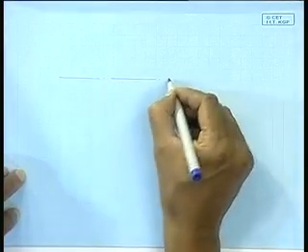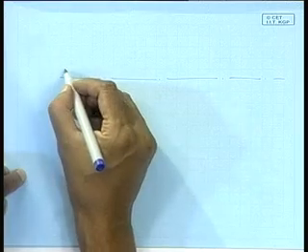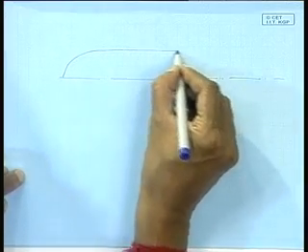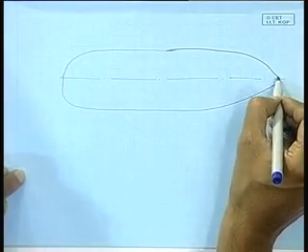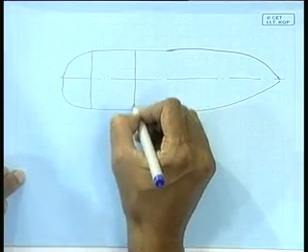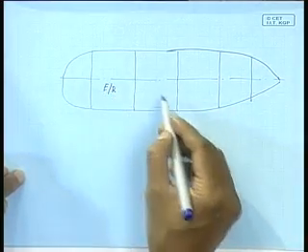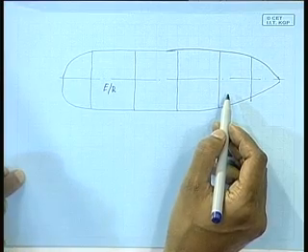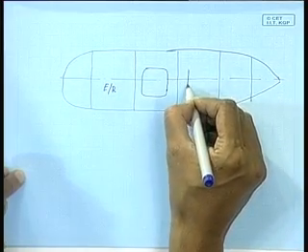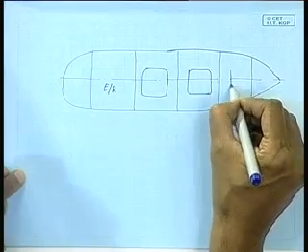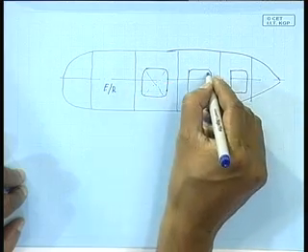the deck of any of these cargo ships would look somewhat like this, excepting a passenger ship or an oil tanker. Let us assume these are different holds. Say this is my engine room, this is hold 1, hold 2, hold 3. All these will have some hatch openings, some opening on the deck, because you need an opening through which you are going to put the cargo in.